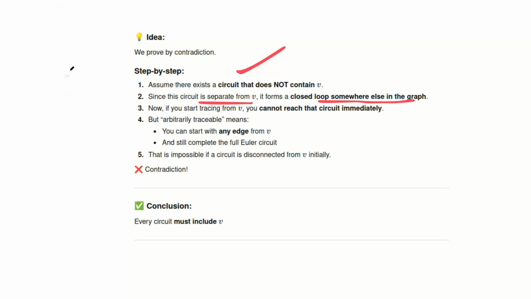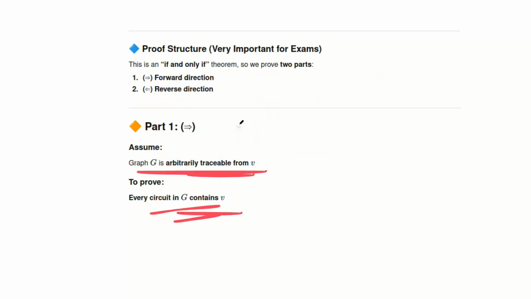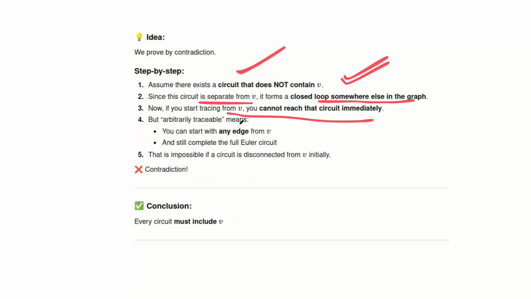Now if I start tracing from V, I cannot reach that circuit, because this circuit is somewhere else and doesn't contain V. So if I'm tracing from V, I cannot reach this circuit. That would mean the graph is not arbitrary traceable, but I have said that this graph is arbitrary traceable from V.